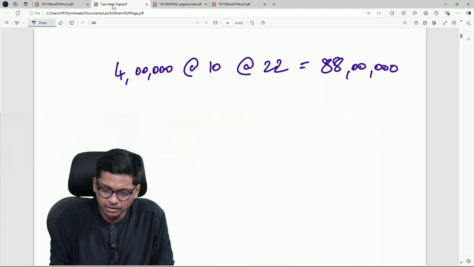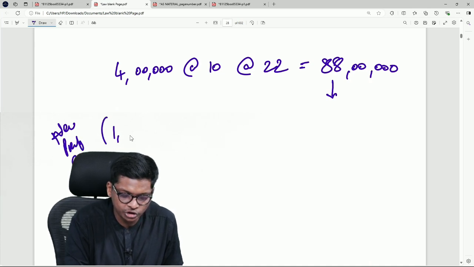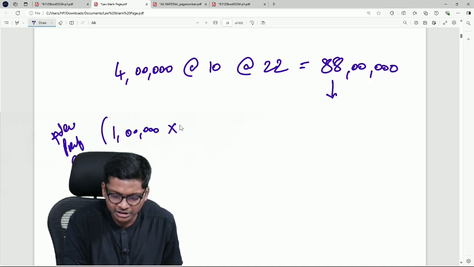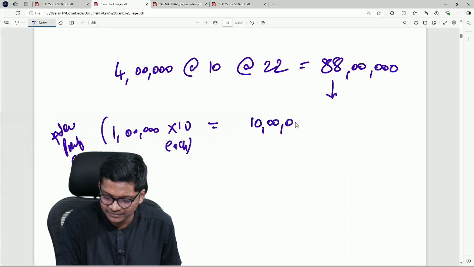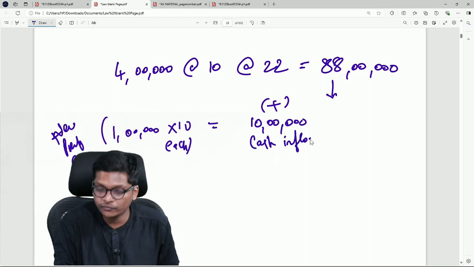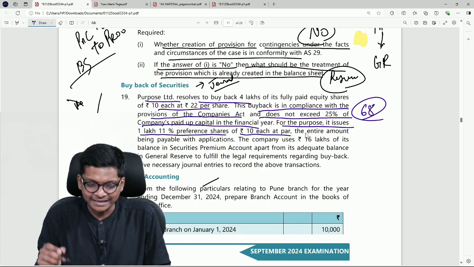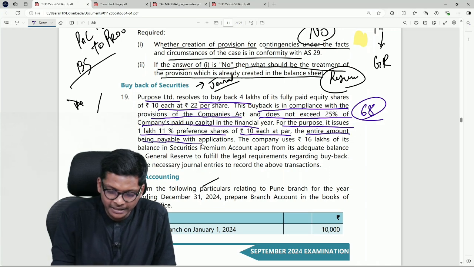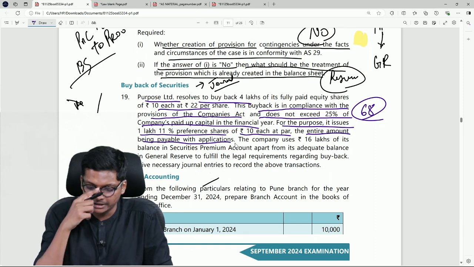So what they are saying, for this purpose, new preference shares, I am issuing 1 lakh preference shares of 10 each, which is 10 lakhs additional cash inflow coming in. Next, of rupees 10 each at par they are issuing, the entire amount being payable with application. Super, full 10 lakhs I am collecting now itself.